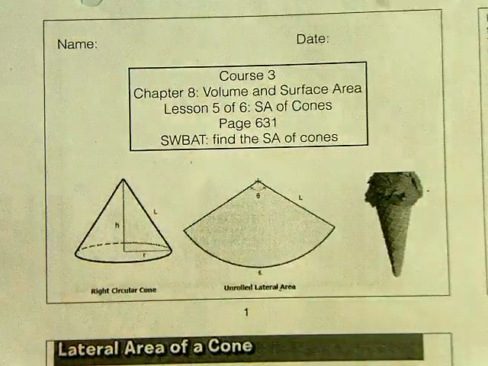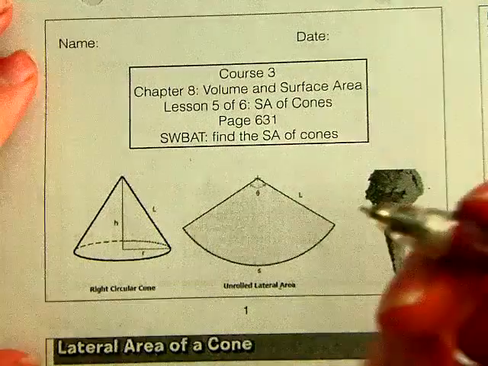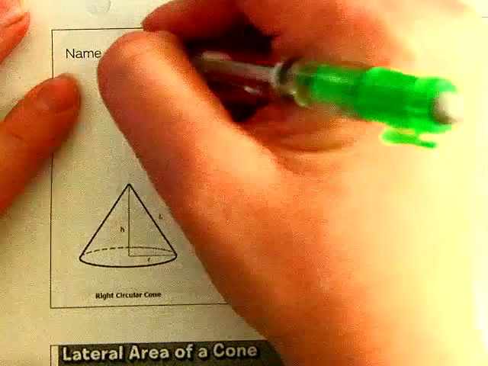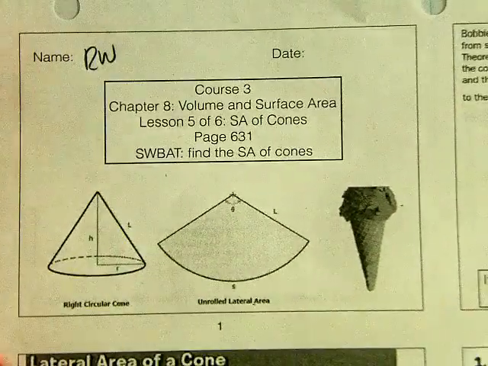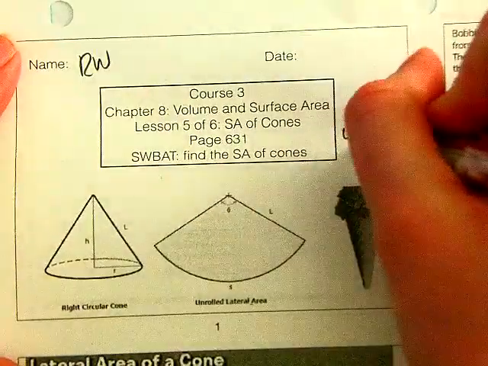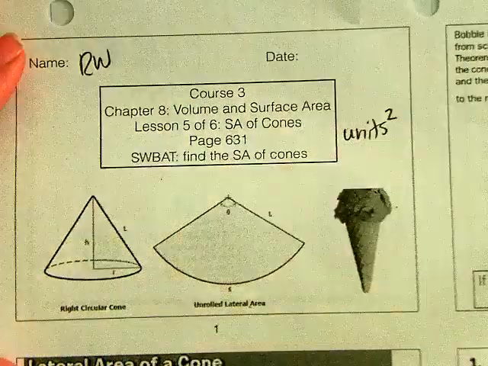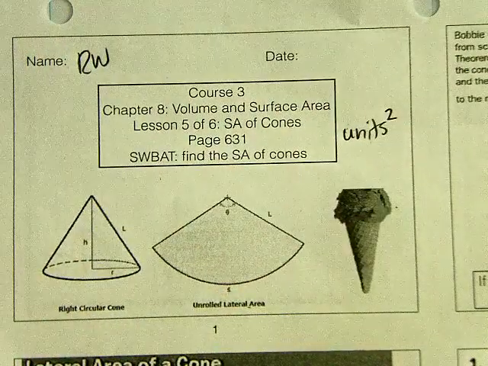All right, so we are moving on to the surface area of cones. We did surface area of cylinders. Now we're going to do surface area of cones. Just like we started with volume and area, we're moving on to those different shapes. So remember, surface area is in units squared, the area of all the surfaces.